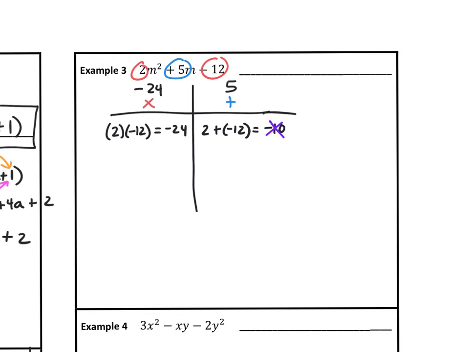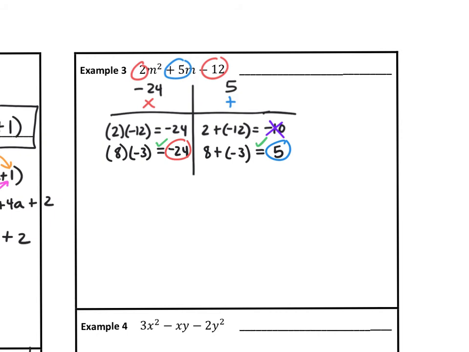I want to get 24, and I want to get a 5. What about, sorry, that's a different color. What's 8 times negative 3? It's negative 24, right? And what's 8 plus negative 3? It's positive 5. So those two worked.